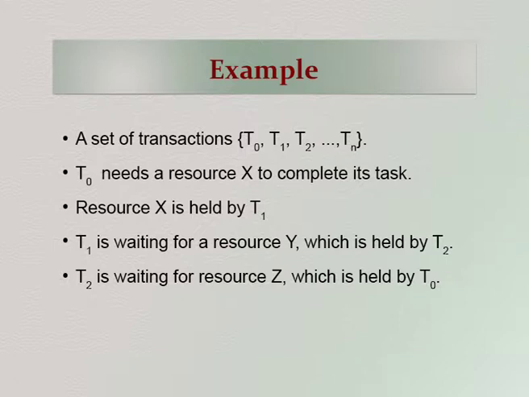T0 needs a resource x to complete its task, and that x is held by T1, and T1 is once again waiting for another resource y, which is held by T2, and it can't release y, and T2 is waiting for another resource z, which is held by T0. So, here it is a kind of cyclic order, and one transaction is requesting a resource which is held by the other transaction, and in turn that transaction wants something else.